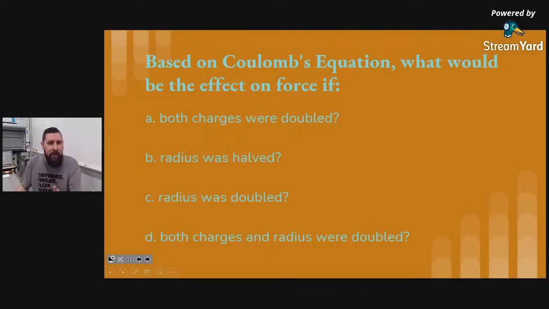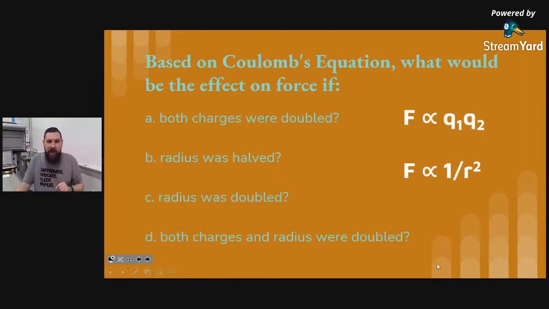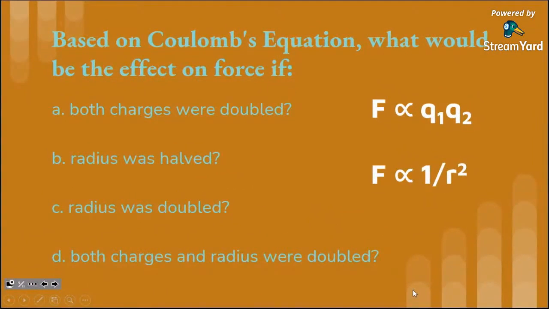So let's look at some examples of this and show how these proportionalities work. Based on Coulomb's equation, what do you think is going to be the effect on force if we do these four things? If both charges are doubled, or if our radius is halved, or the radius is doubled, or both of the charges and their radius are doubled. To answer these questions, we're going to be looking back at these proportionalities. The easiest thing to do is to assume that everything equals 1.